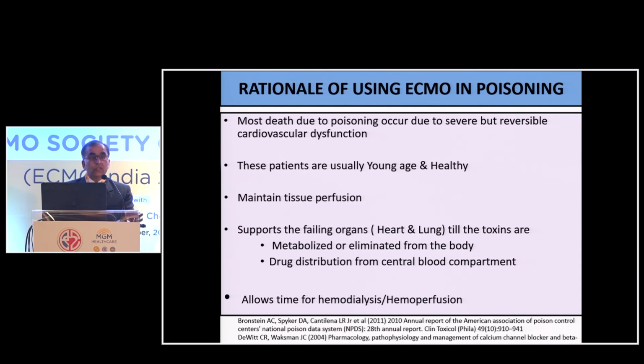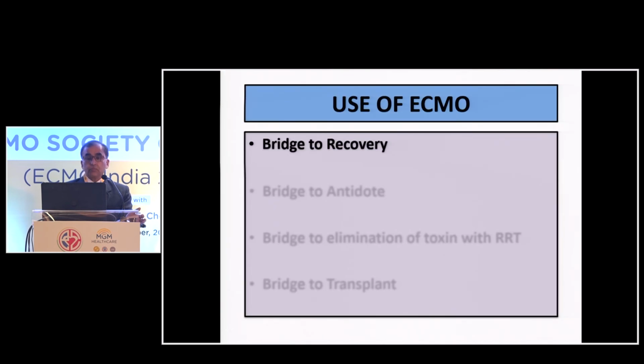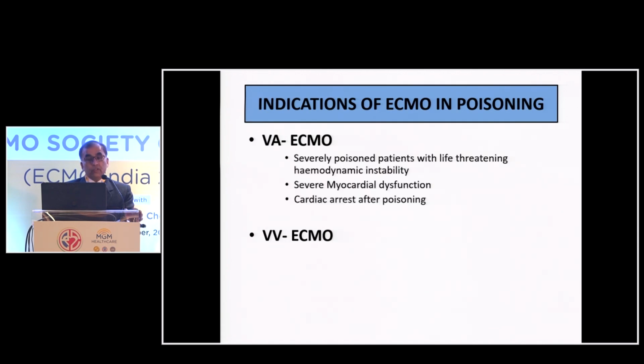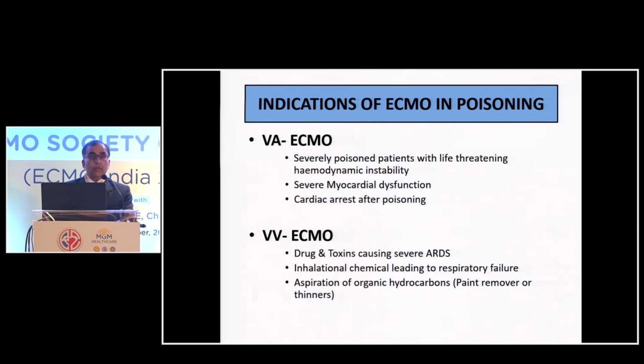So why can we use ECMO in these patients? Most of these deaths because of poisons are due to cardiovascular collapse. But these are reversible because once the toxin is out, the patient can improve, because most of these patients are young and healthy. So ECMO helps in maintaining tissue perfusion and improving cardiac output, so the metabolism of the drug also takes place very quickly, and it allows us time for hemodialysis or hemoperfusion. It can be used as a bridge to recovery, bridge to antidote, bridge to elimination of toxin, and bridge to transplant. Both VA-ECMO and VV-ECMO can be helpful depending upon what type of toxin has been taken.